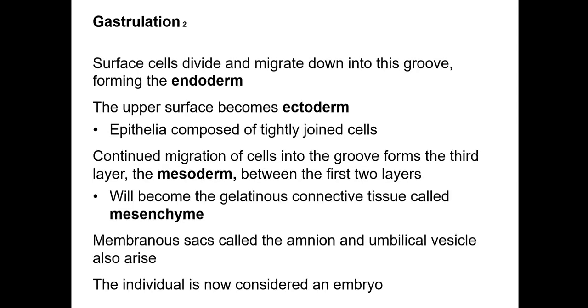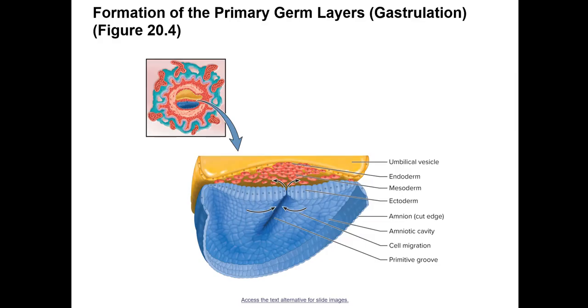And so the cells that migrate down into that groove end up forming what's called the endoderm. The upper surface of the structure will become what's called the ectoderm, and then the mesoderm is going to be sandwiched in between those first 2 layers. Now, the mesoderm will end up becoming a very gelatinous-like connective tissue called the mesenchyme, which will develop into many, many connective tissue structures in the body. We also know that the amnion and the umbilical vesicle will also arise from this layer as well, and at this point, this is when the individual will now be considered an embryo.